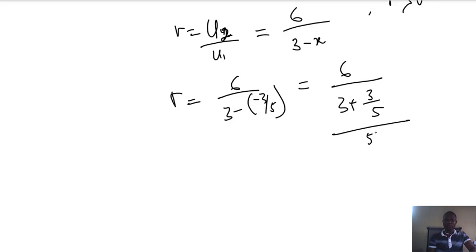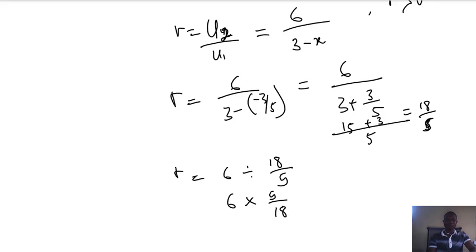So we find the LCM to be 5, here 15 plus 3. We got it to be 18 on 5. So the common ratio is equal to 6 divided by 18 on 5. So we have 6 times 5 over 18. Here 6 goes into itself 1, and into 18 it goes 3. So we have the common ratio equal to 5 over 3.